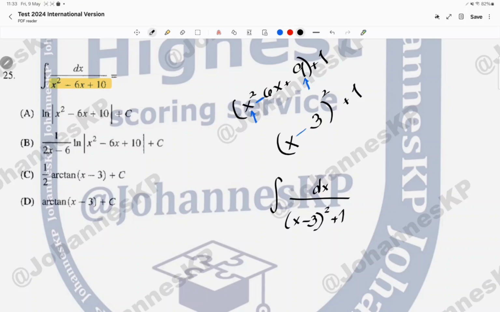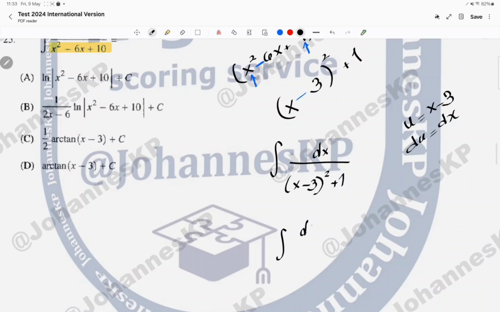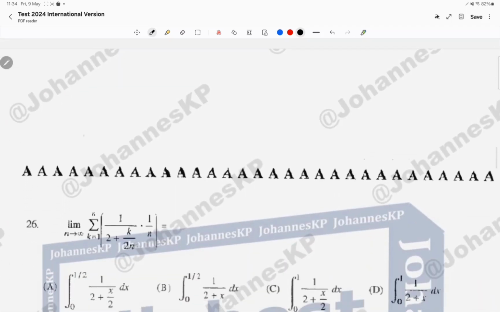Okay. I can now say the u is equal to x minus 3. Yes. So what's the du? dx. So now, instead of dx, I'll put du over, and instead of x minus 3, I'll put u squared plus 1. And you must know that this is going to give you inverse tangent of the u. That means you must see arctan. Arctan means inverse tan. So it is D.